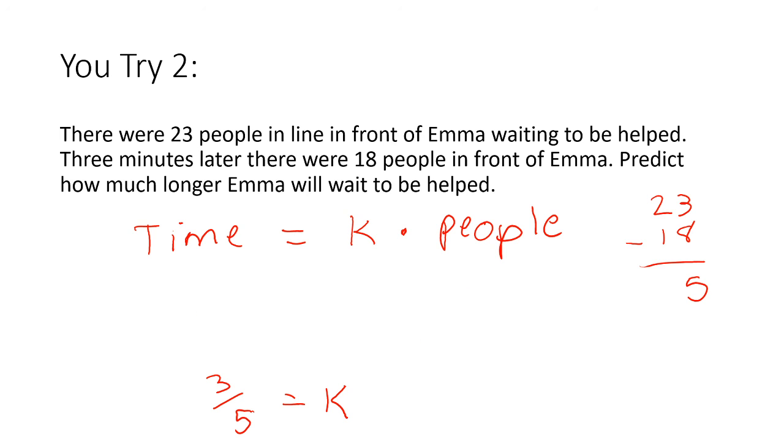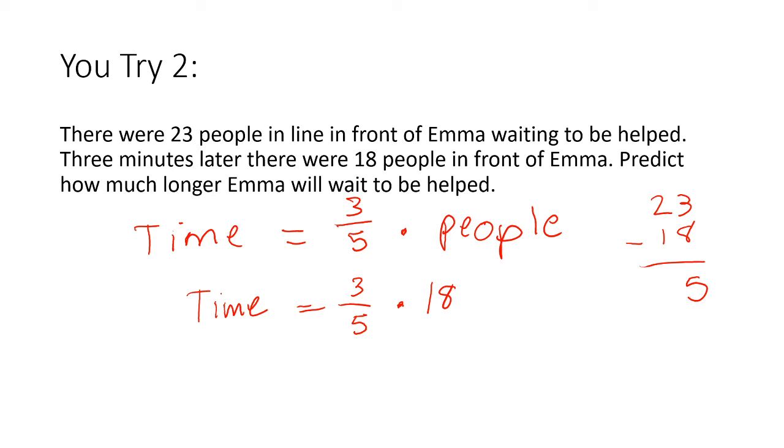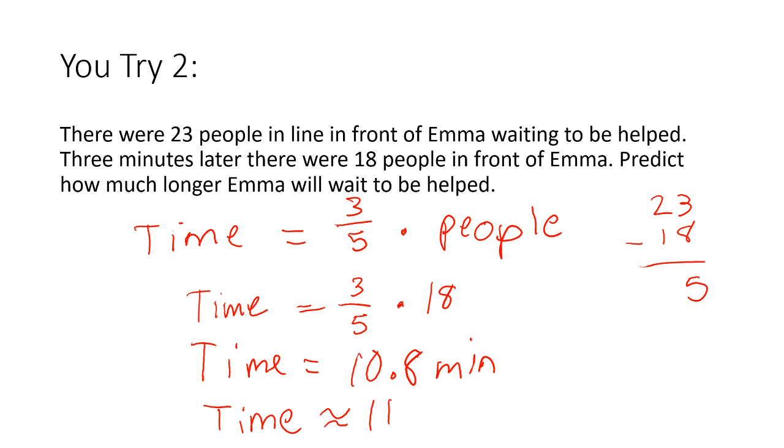Now I'm going to go back to my original equation and plug in 3/5 for K. And now there's 18 people in front of Emma. So let's use that to our advantage. 3 divided by 5 times 18 is 10.8 minutes. So let's round to the nearest minute. So the time is about 11 minutes.